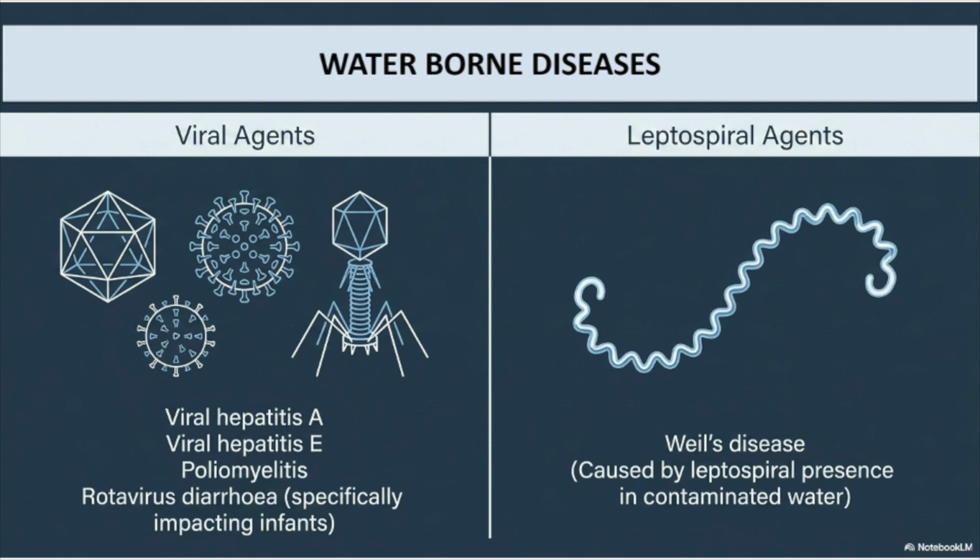Beyond bacteria, there are also viral and leptospiral agents responsible for waterborne disease. Among viral agents, we have viral hepatitis A, viral hepatitis E, poliomyelitis, and rotavirus diarrhea, which specifically impacts infants. Among leptospiral agents, we have Weil's disease, which is caused by leptospiral presence in contaminated water.